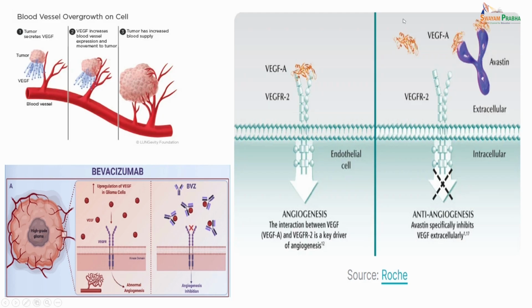new blood vessels. Similarly, if you see here, you have the receptor, with VEGF-A binding to the receptor, which leads to angiogenesis. Whereas Avastin, the monoclonal antibody otherwise called bevacizumab, raised against VEGF-A, binds to VEGF-A, and therefore it is not available to bind to this receptor, which functions in an angiogenic fashion. Avastin specifically inhibits VEGF extracellularly.